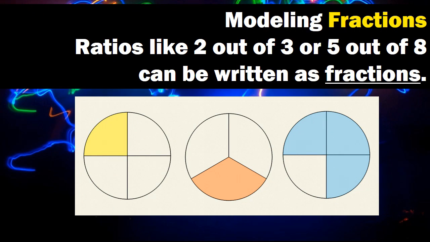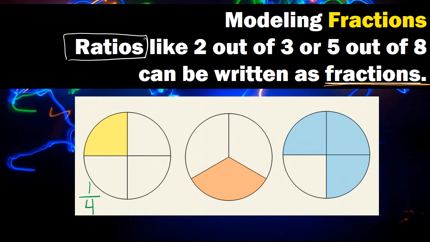So here we go in our first part, modeling fractions. Our keyword here that we've been talking about in this unit is ratios. Ratios like 2 out of 3 or 5 out of 8 can be written as fractions. In our notes, we're given 3 different fraction models. All we gotta do is, for the denominator, we count the total pieces. So in our first fraction, our denominator is 4. And then how many are shaded in is our numerator, which is 1.